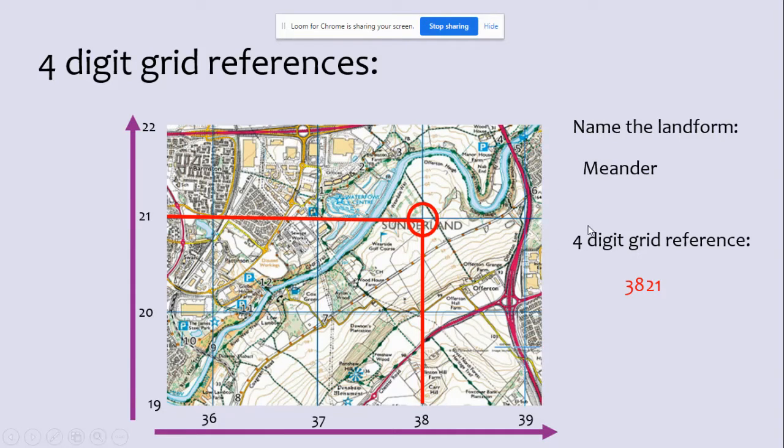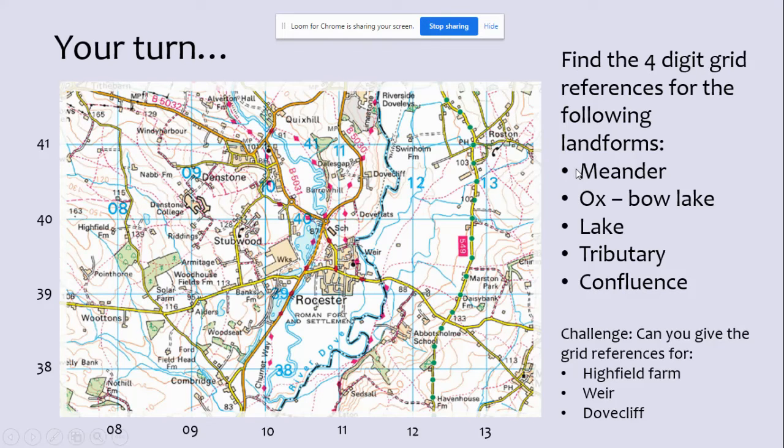If we were going to say, where is the meander on this map? What's the grid reference? We'd say, it's in box 3821, and we'd be able to find it really easily. So now it's your turn. There are some landforms on here, and I would like you to give a 4-digit reference. You can see for some of them, like meanders, there are a lot of meanders on there. There are quite a lot of tributaries and confluences.